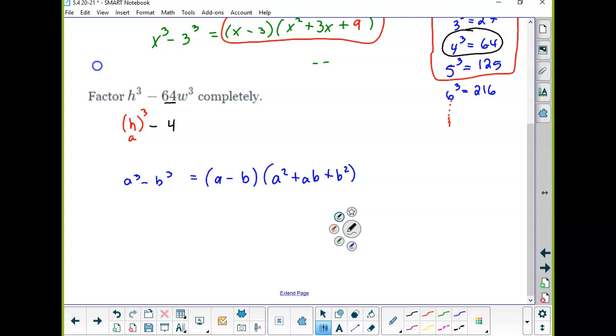And then notice how this has a w to the third? Officially, that's how it looks right now. But if 4 to the third power is times w to the third, aren't they both being raised to the same third power? We're going to rewrite this as 4w to the third.